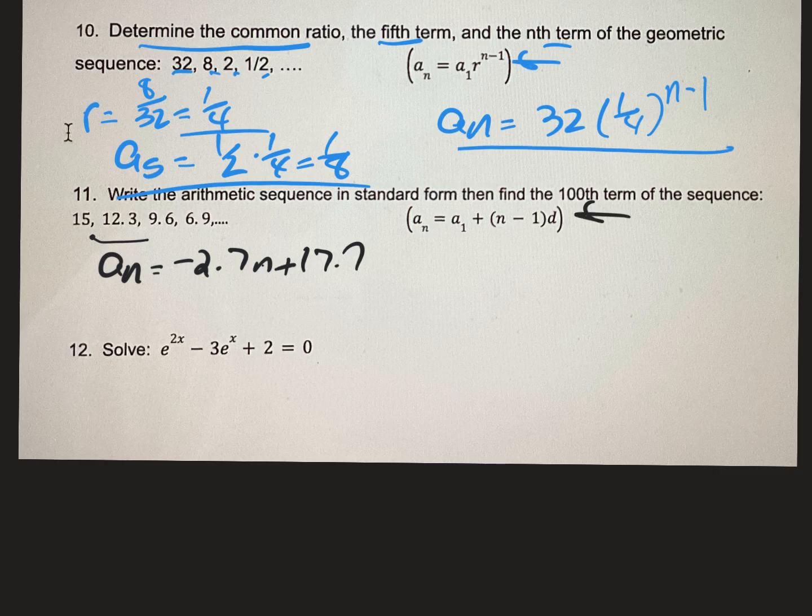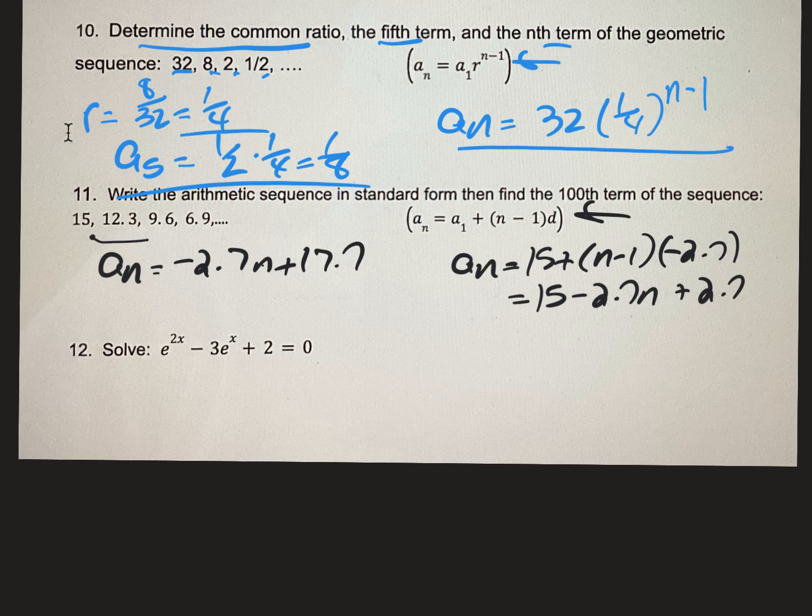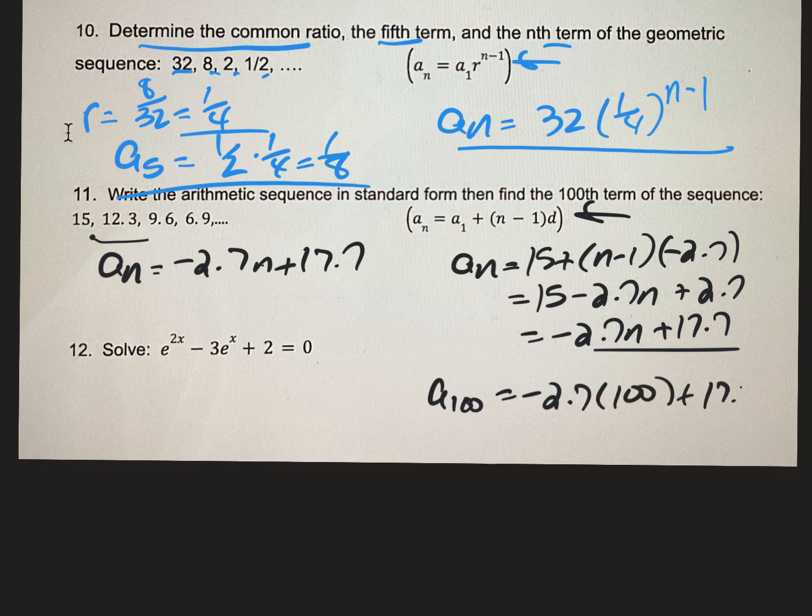If you don't like that, you can use the formula. a n is the first term plus n minus 1 times d. d is negative 2.7. So what I'll have to do here is distribute the negative 2.7 like this. And guess what you get? Negative 2.7n plus 17.7. Imagine that, the exact same thing. All right, this says find the 100th term. So I'm going to plug in 100 for the n. I get negative 2.7 times 100 plus 17.7. Let's just plug that in. And I'm getting negative 252.3, and you should too.